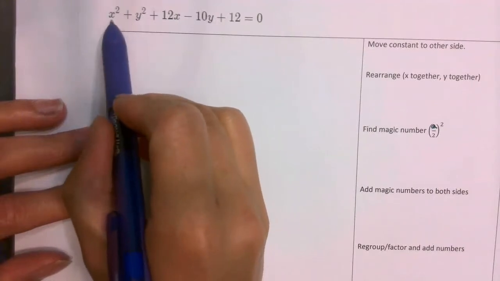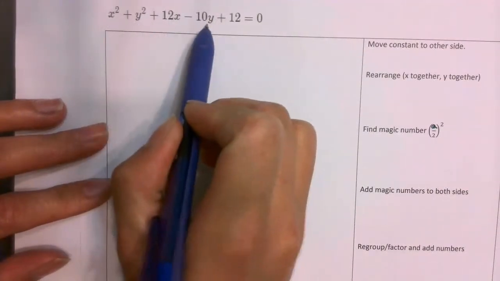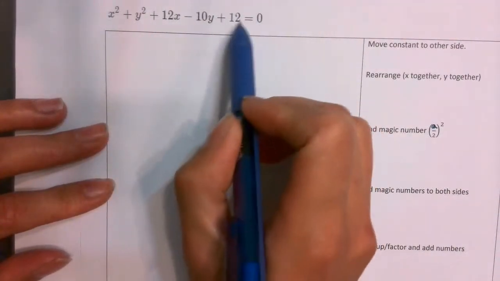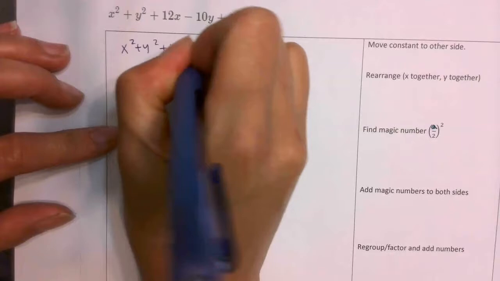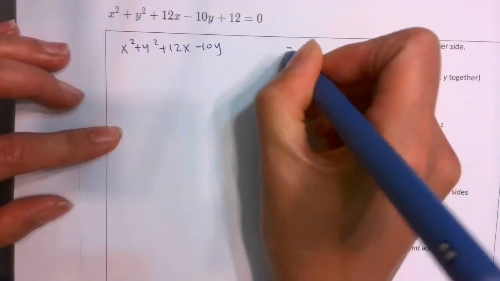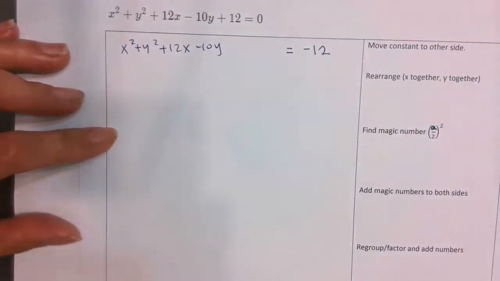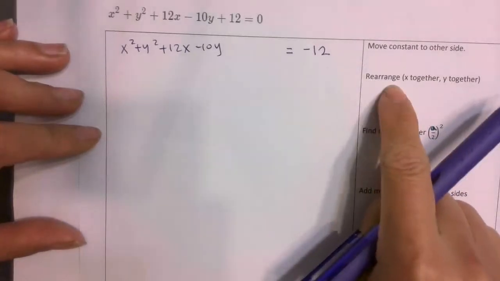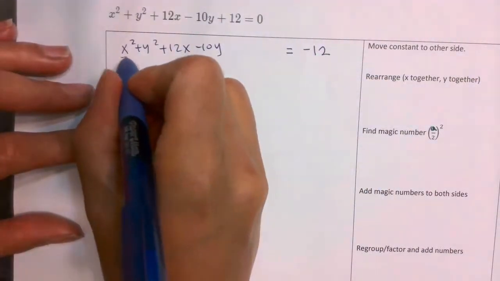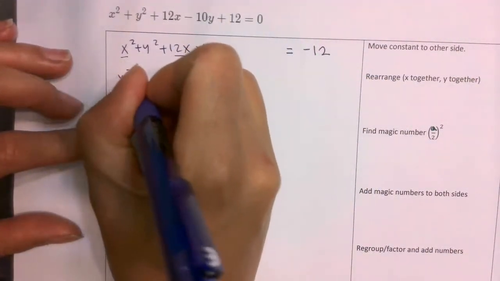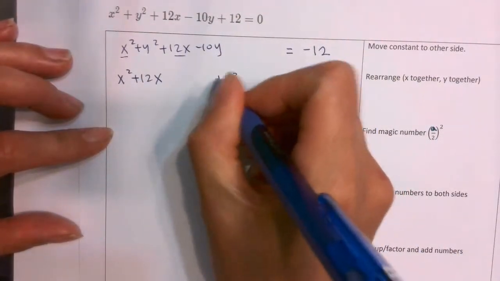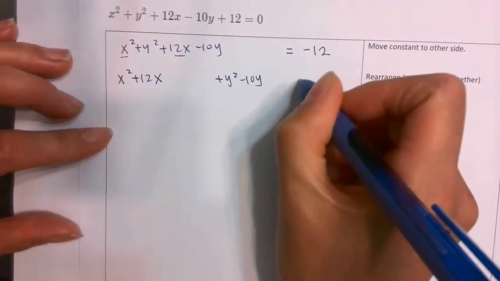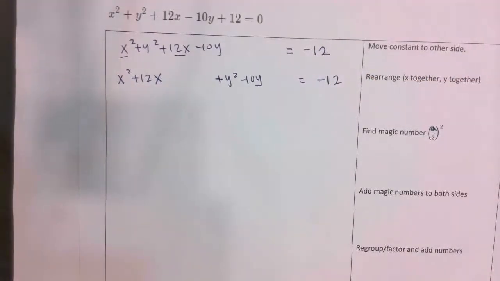So these ones have x in it, those ones have y in it, and there is a constant by itself. So let's go ahead and move that 12 to the other side. Okay, so x squared plus y squared plus 12x minus 10y is equal to negative 12. Good. And now it says rearrange. So all the x's together, so these two together. So x squared plus 12x. And all the y's together, which are what? Y squared minus 10y is equal to negative 12.